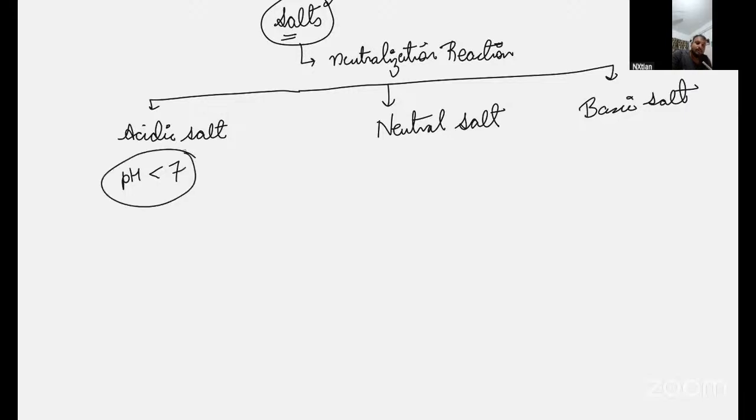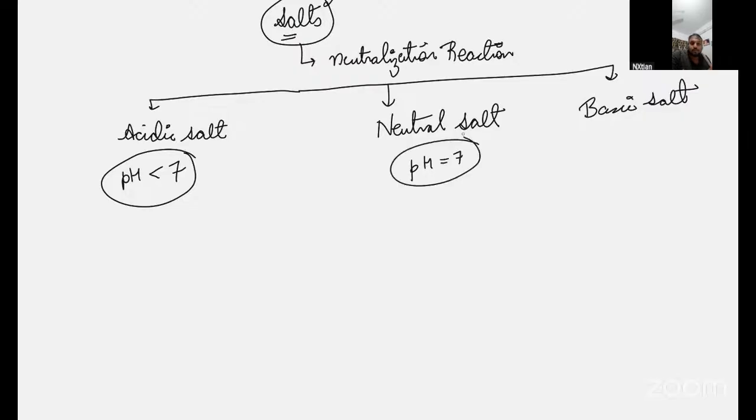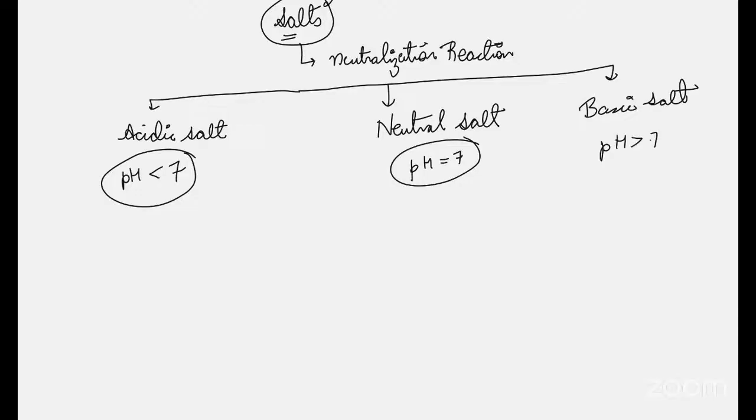Okay. Amar, Kunal, Sammy, pH of neutral salt. 7. Neutral will be 7. And basic salt, Ansh. Sir, greater than 7. Greater than 7. Very good.